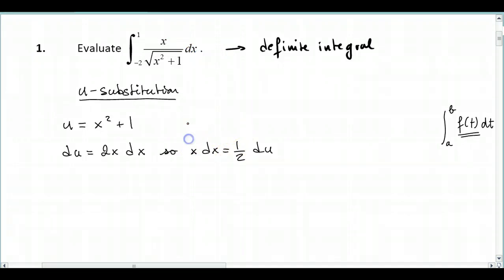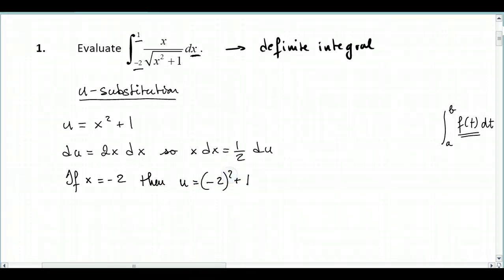Almost there, except that I have a definite integral, therefore I have to take care of my boundary. If x is -2, these values are taken by the variable of integration, that's x. If x is -2, then u is -2 squared plus 1, right? It's right here, my substitution. So it is 5. And if x is 1, then u is 1 squared plus 1, which is 2.